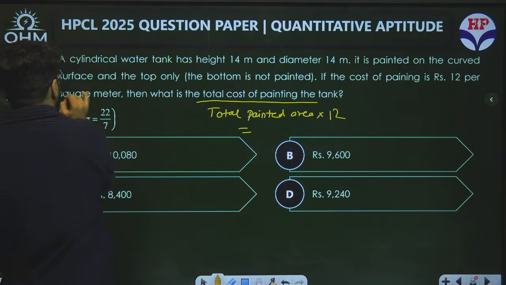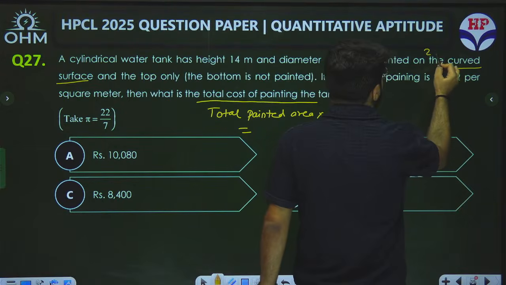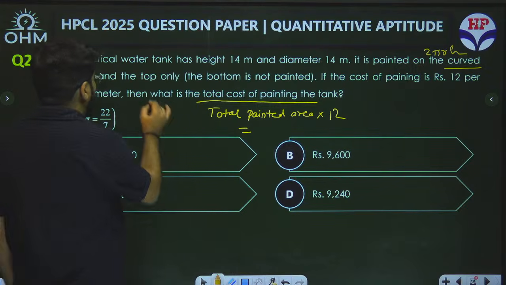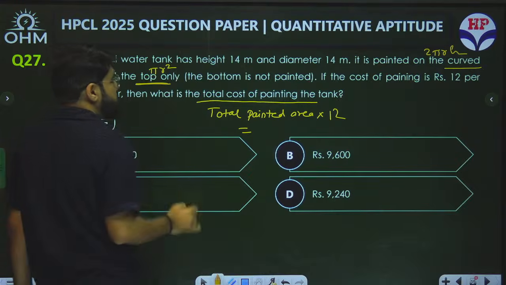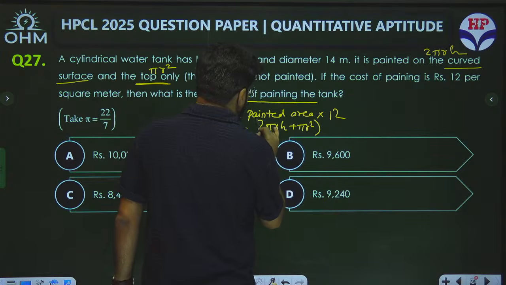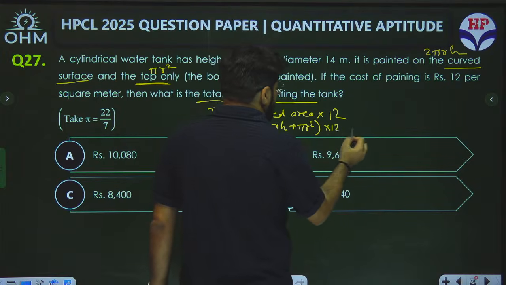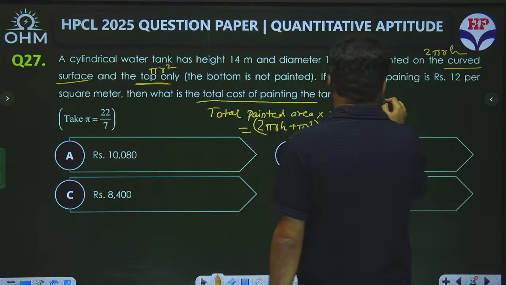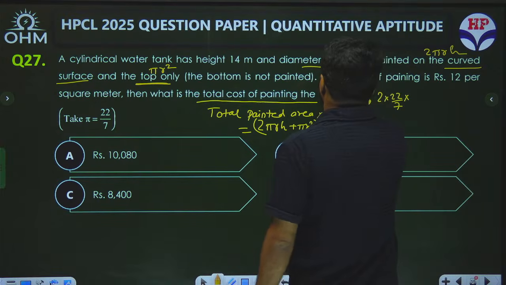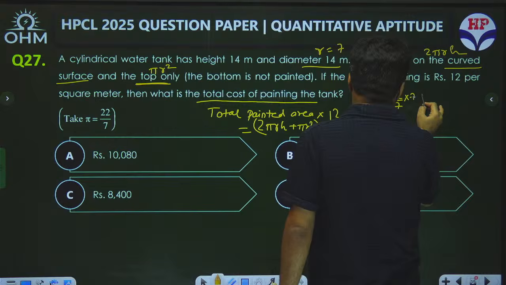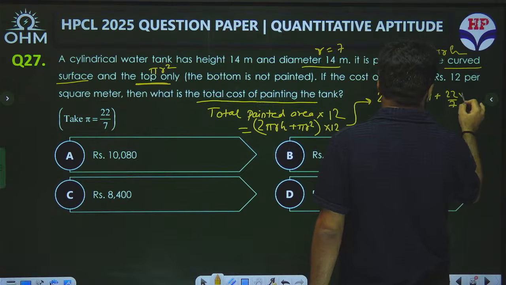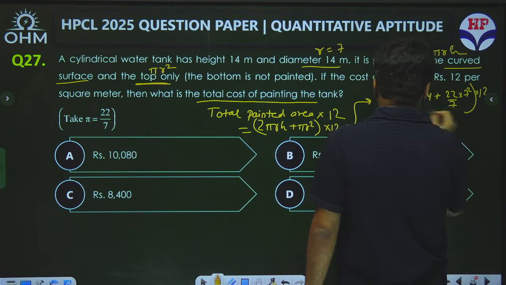For the curved surface of a cylinder, the area is given by 2 pi RH, and the top is circular. What is the area of a circle? Pi r square. So it is 2 pi RH plus pi r square. If the bottom was painted, another pi r square would come, all into 12. So we'll write down these numbers. 2 into pi, again using 22 by 7, into radius. Diameter is 14, so radius is 7. So 7 into height 14, plus pi again 22 by 7 into 7 square, and then the whole multiplied by 12, which we will do at the end.